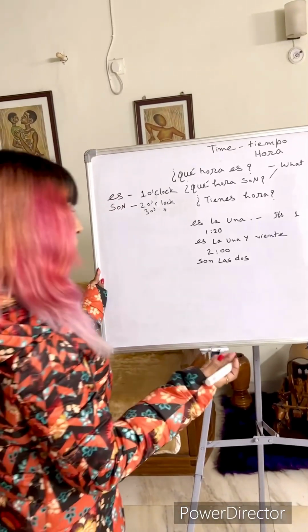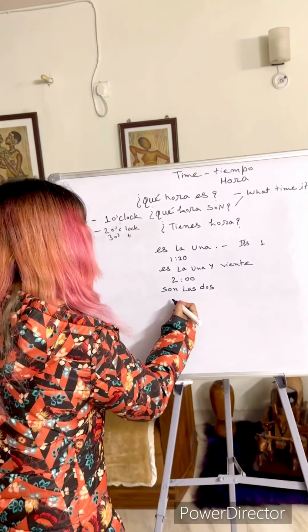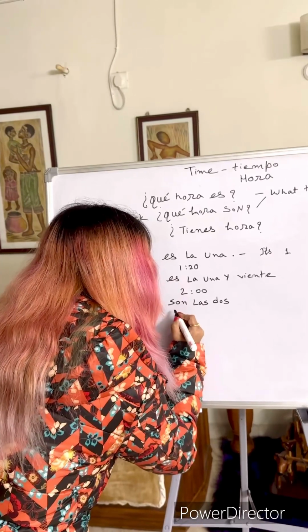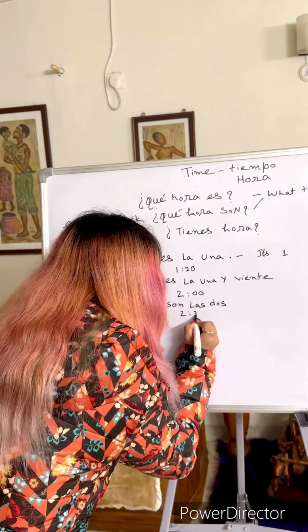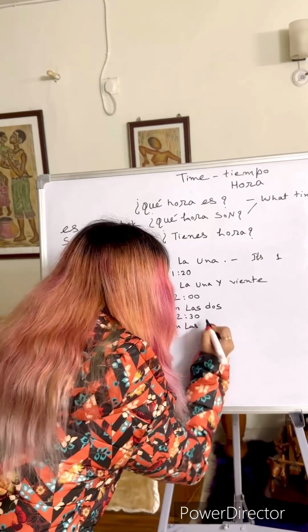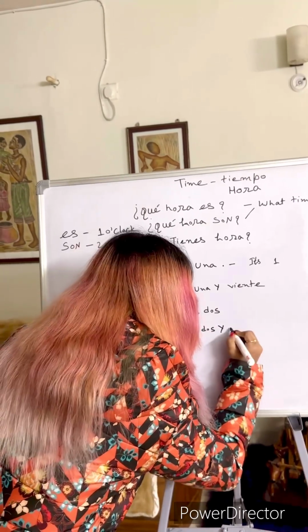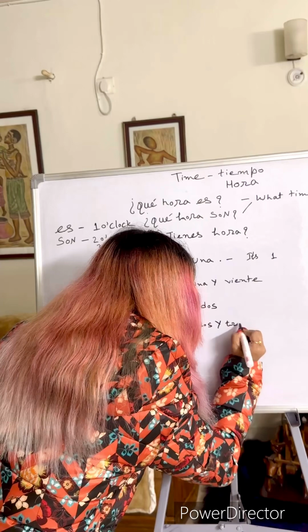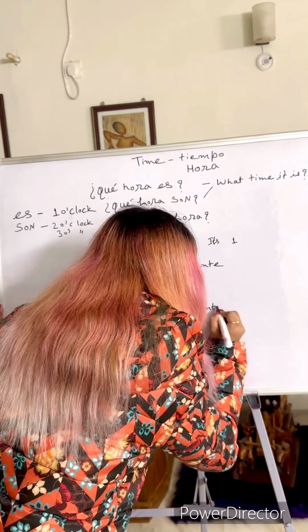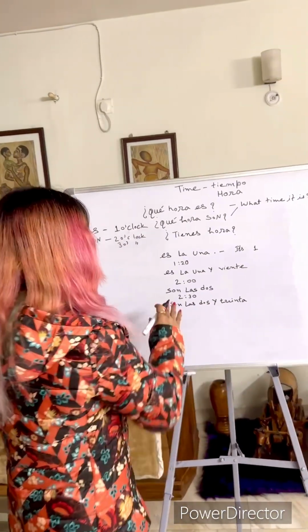So it is 2:30, and you want to say it's 2:30. It would be "son las dos y treinta". Treinta means 30. Son las dos y treinta. It's 2:30.